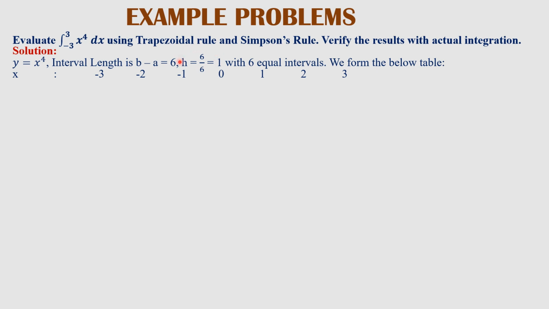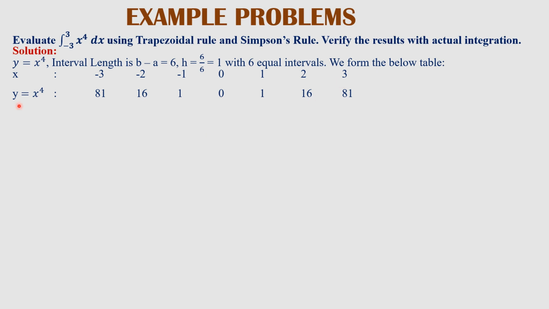Since you have fixed the interval length as 1, that is the difference between these two as 1, I can start with the lower limit. Keeping the difference 1, I can go up to the extreme, that is the upper limit. And with this, I can form the values for y.